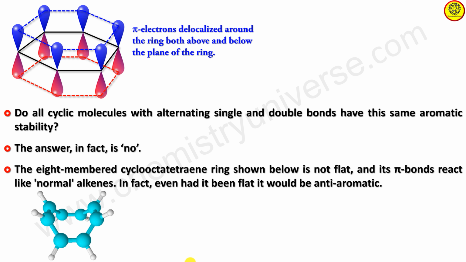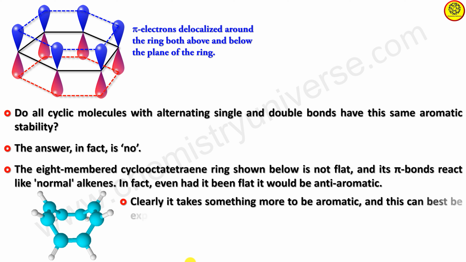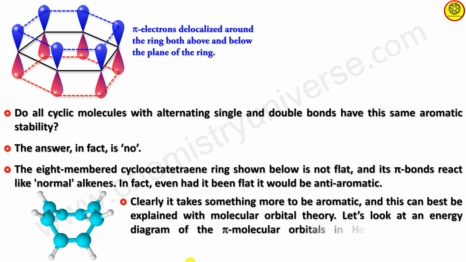Clearly, it takes something more to be aromatic than just a ring and alternate pi bonds. And this can best be explained with the molecular orbital theory. Let's look at an energy diagram of the pi molecular orbitals in 1,3,5-hexatriene and benzene.